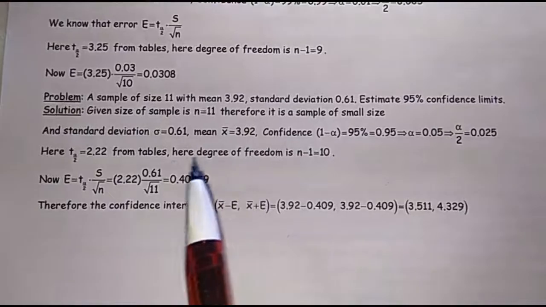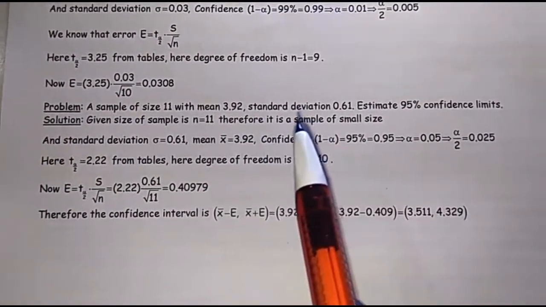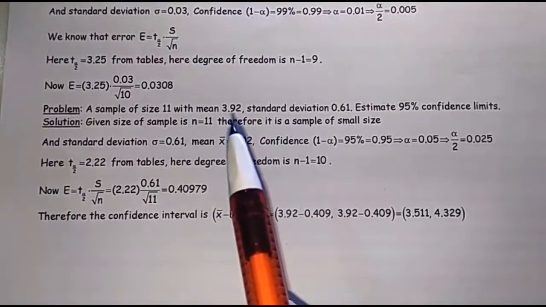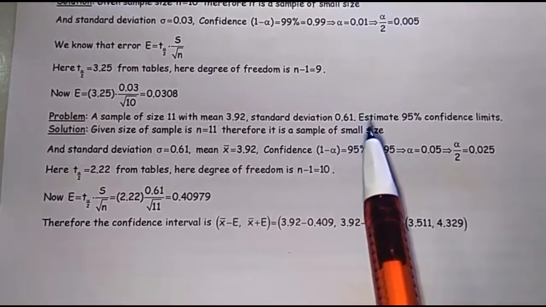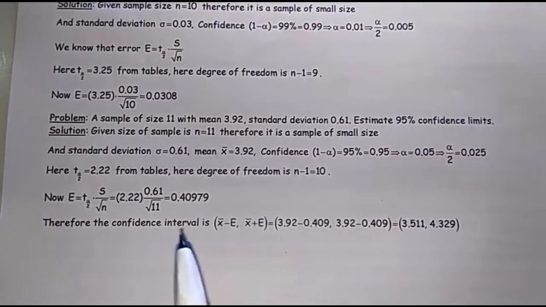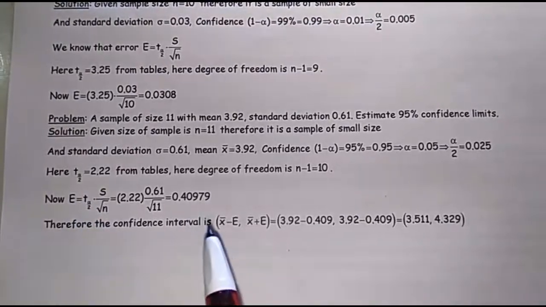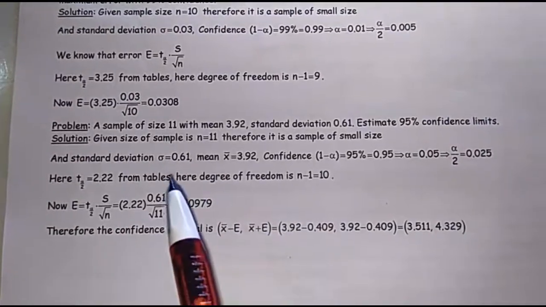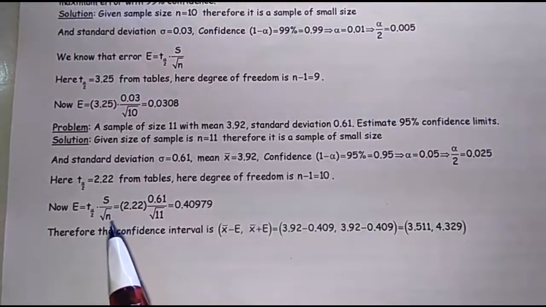Now observe another problem. Here also we have to evaluate the standard error of a sample of size 11 with mean 3.92 and standard deviation 0.61. We have to evaluate the 95% confidence limits. So first evaluating the standard error, then the confidence interval is x bar minus E, comma, x bar plus E. Here standard error E equals t alpha by 2 into s divided by root n.